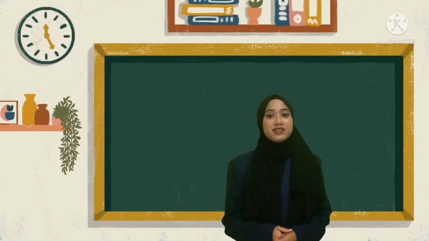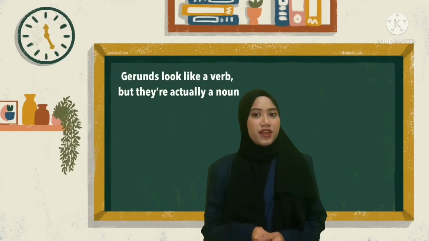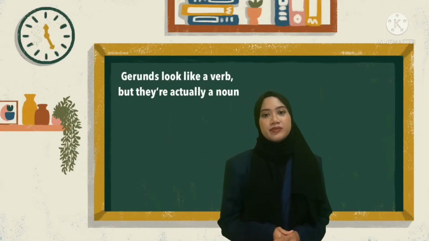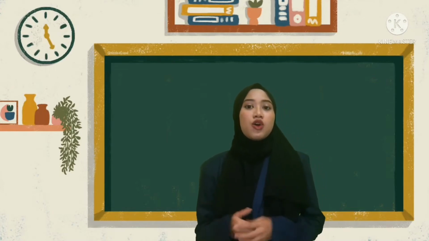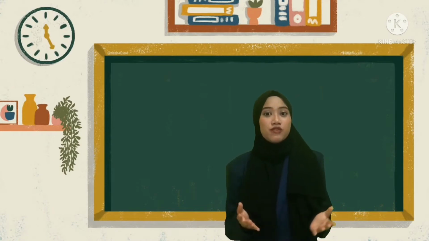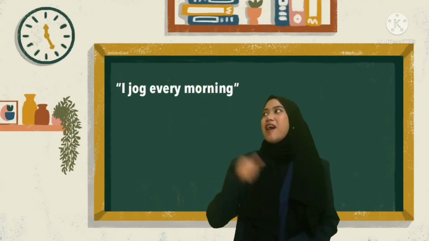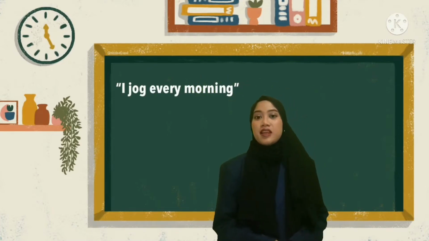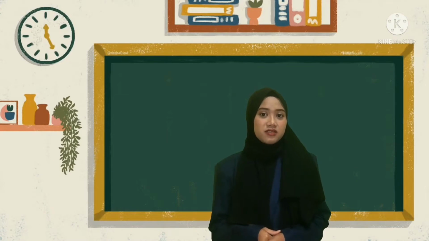What is a gerund? Gerunds look like a verb, but they are actually a noun. Perhaps you still don't know what that means. We all know that a verb is an action, right? We do a verb. For example, I jog every morning. But sometimes, I just want to talk about an action, not do it.